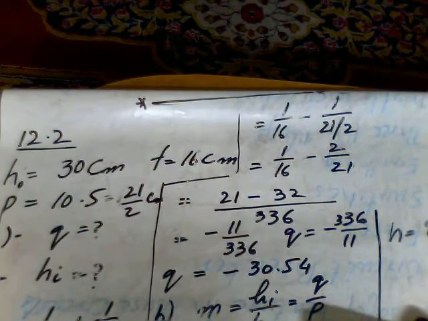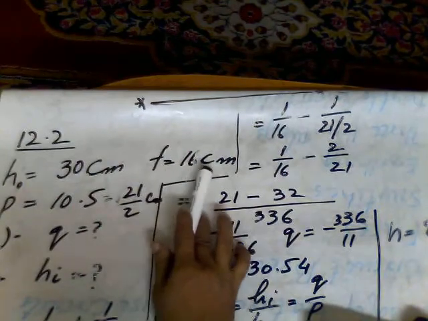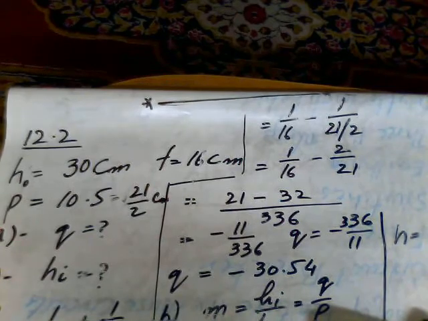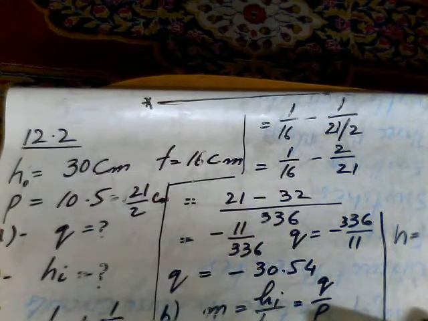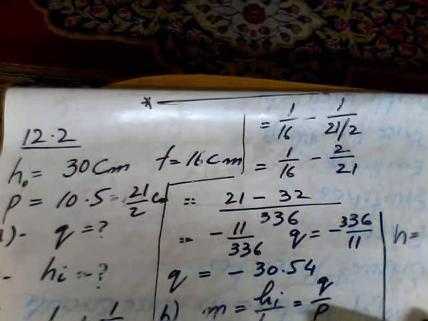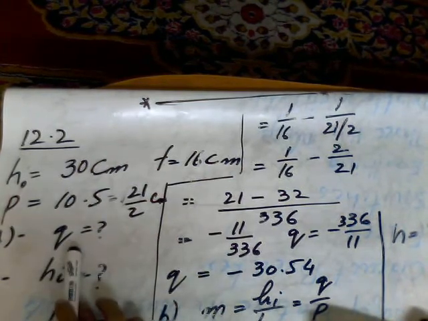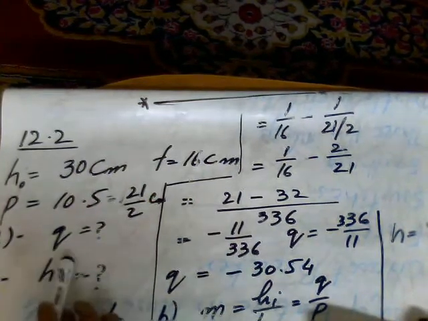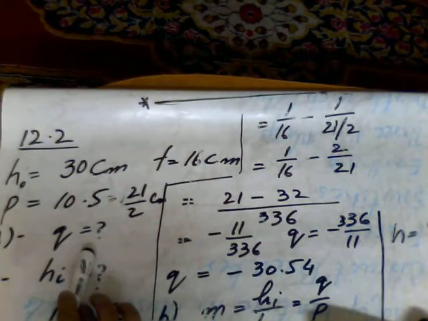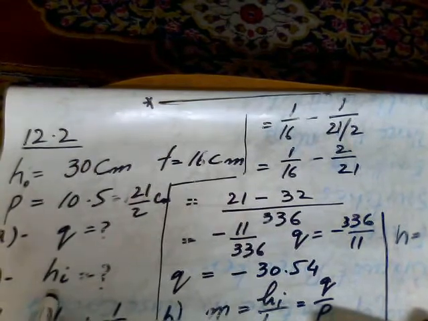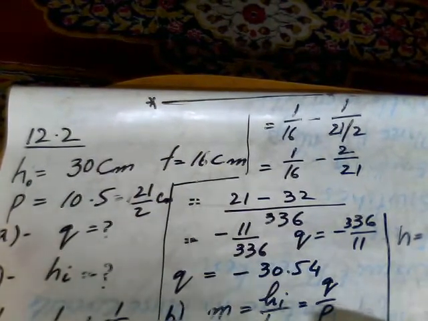And the focal length is 16 centimeters. We have to find two things: where is the image, meaning the distance q between the mirror and the image, the first part, q equals, we have to find. And the second thing, how high is it, the image height. So two things we have to find.